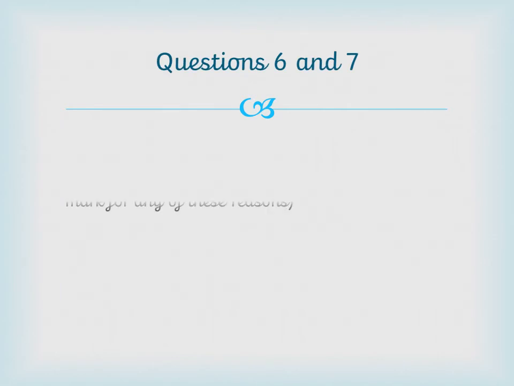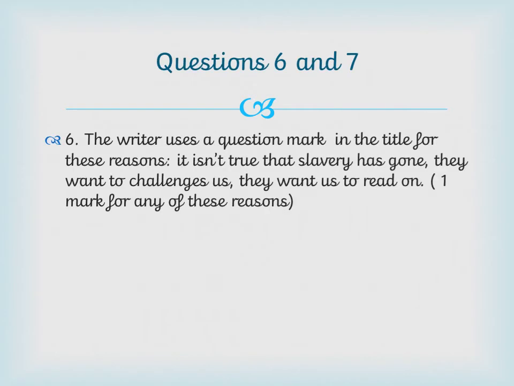Questions 6 and 7. Now, the writer uses a question mark in the title for these reasons. Now, any one of these will count. First of all, that it isn't true that slavery is gone. It's still with us. They want to challenge us. They want us to think about it. And they want us to read on to find out more. So, any of those three reasons will give you a mark. Okay?